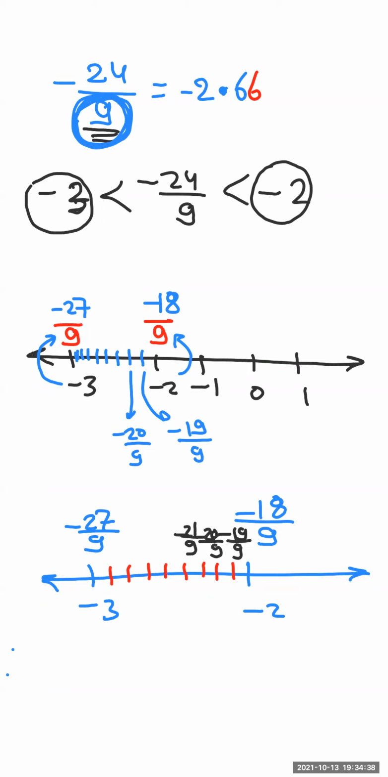So where is my number here? 19, 20, 21, 22, 23, 24. So this is my number, -24 over 9. Okay, guys, are we clear till this point? One more question like this.